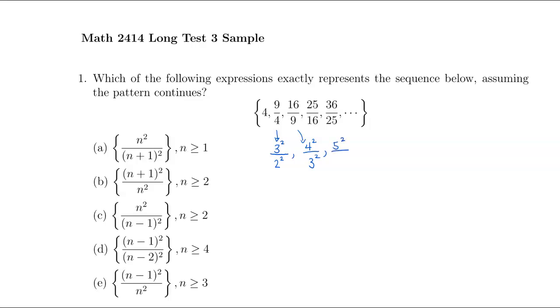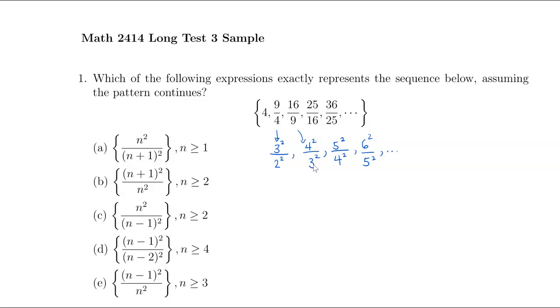25 is 5 squared. 16 is 4 squared. And also 36 is 6 squared. And 25 is 5 squared. And so on. Now, looking at this pattern, you see that the base actually increases in increments of 1. So if this is your n, that becomes n plus 1.